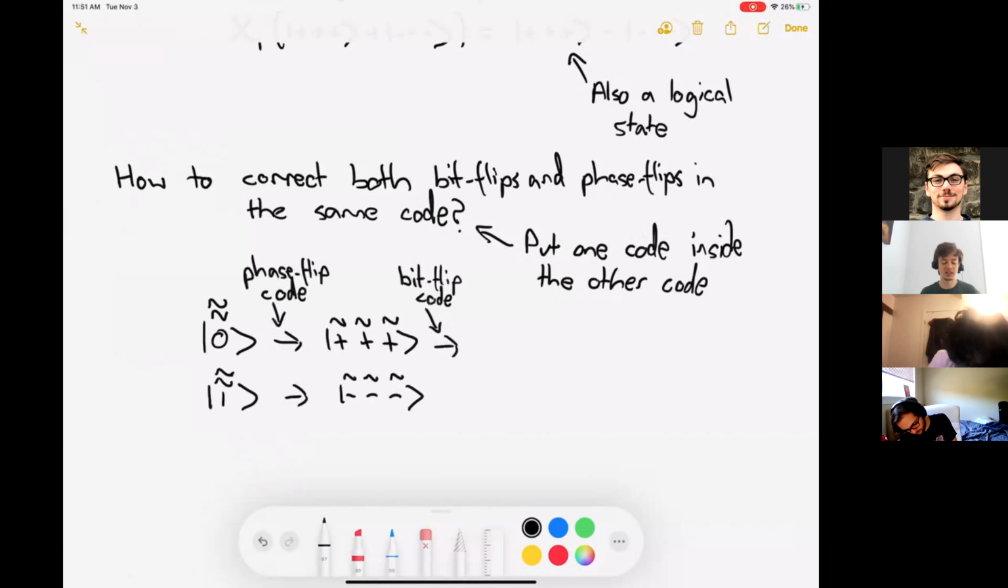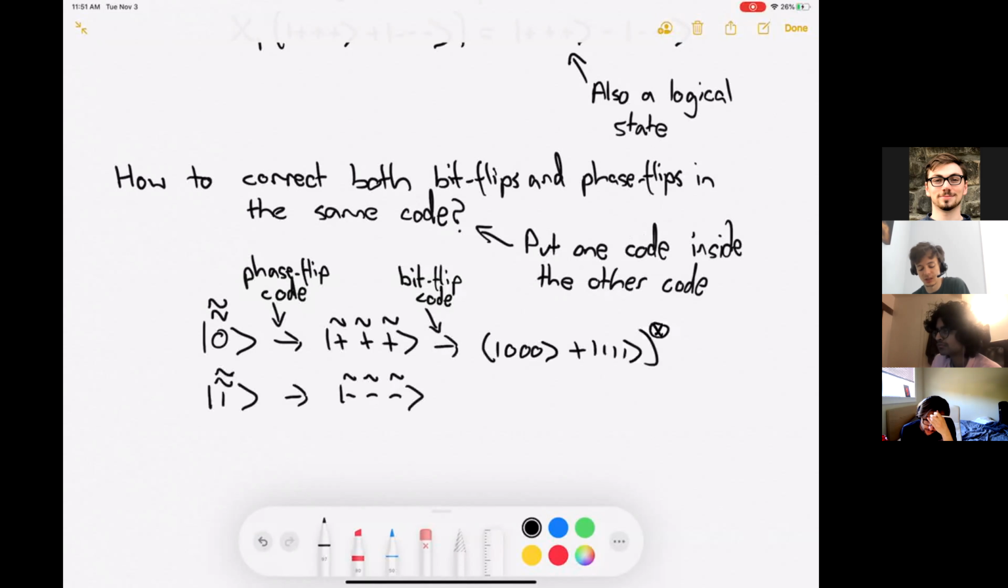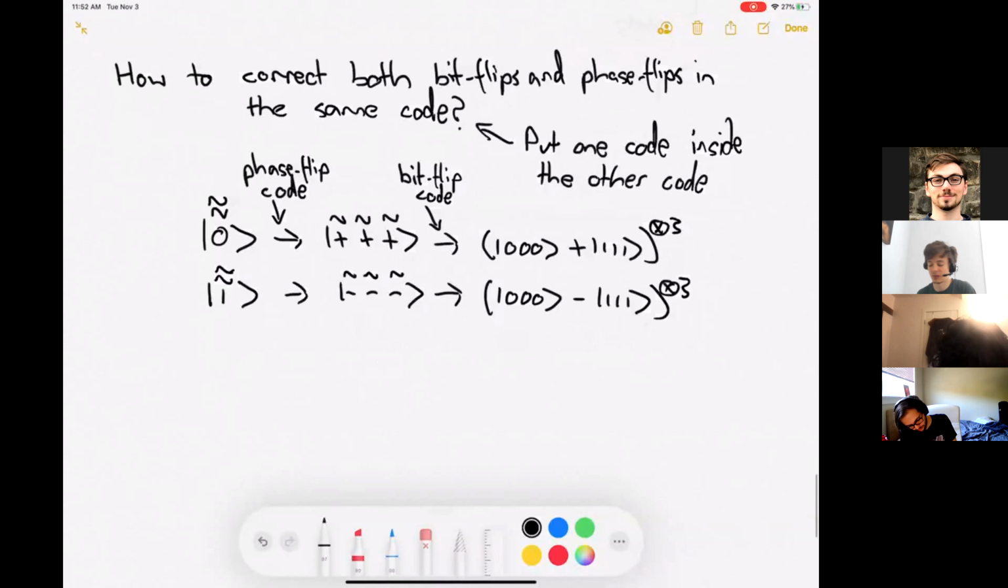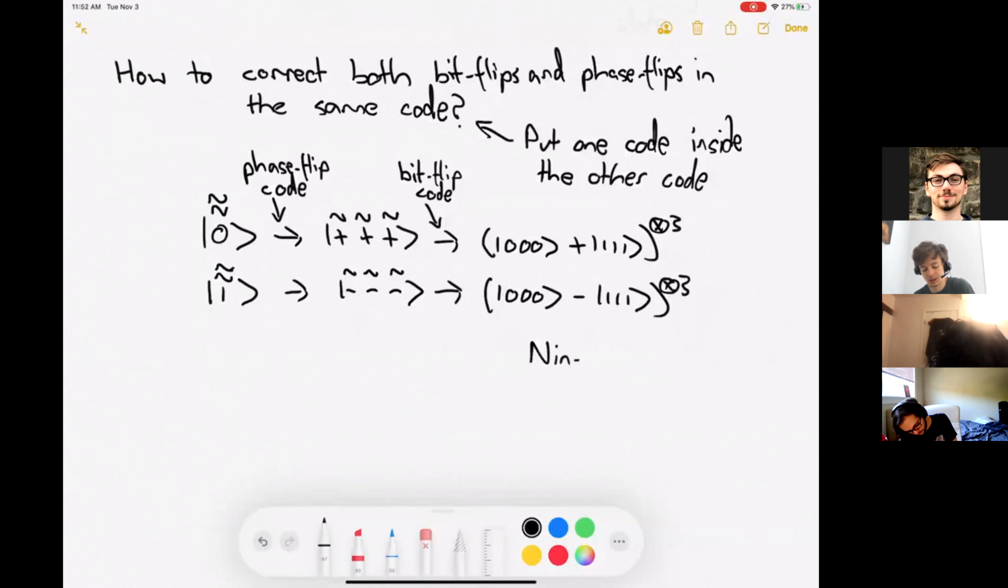So what does plus get encoded as in the bit flip code? Well, it gets encoded as 000 plus 111. And so our final encoding of our logical 0 state is just going to be 3 copies of 000 plus 111. Our final encoding of the 1 state is going to be 3 copies of 000 minus 111. Okay. So this is the very famous 9-qubit Shor code, or just the Shor code.